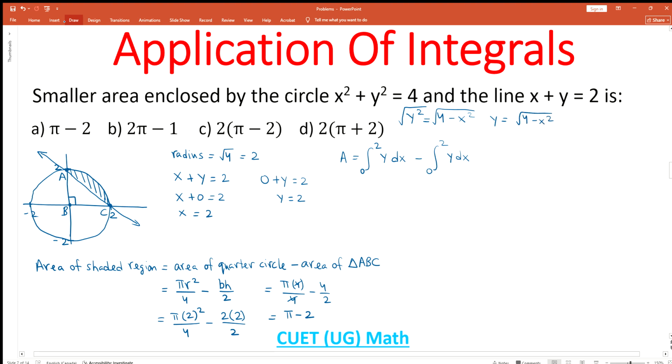As we can see in the graph, we have to calculate the area under the circle in the first quadrant, so we can ignore the negative case when we apply the square root. So for the area under the circle, we should use y equals square root of 4 minus x squared. For the line, we can isolate y from the equation of the line. I get y equals 2 minus x. Now we can do the substitution in the area equation.